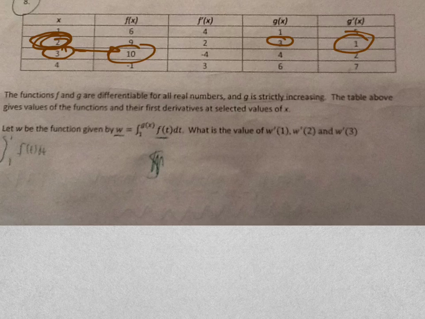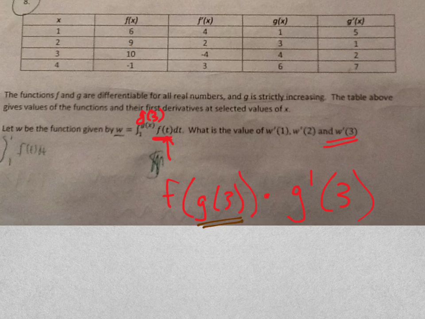Pause it and try it yourself, then unpause it and watch the master. Alright, here we go. So again, we're going to plug in g of 3 up here. So that means g of 3 goes in for t right there, so it's f of g of 3 times the derivative of g at 3. So let's plug in these values. G of 3, there's x equals 3, so g of 3 is 4, so that becomes 4.